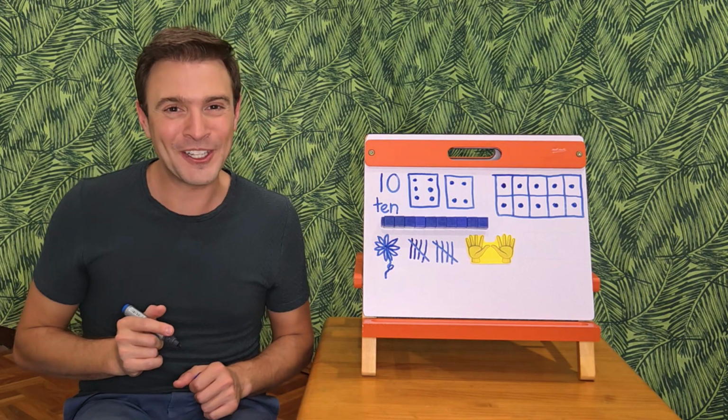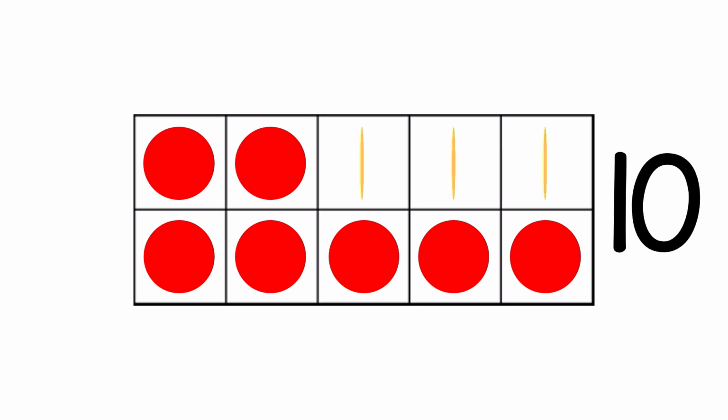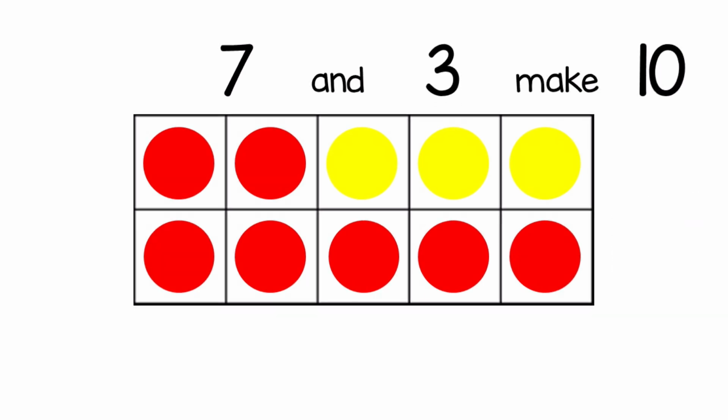So let's have a look. This 10 frame is full. It shows 10. But what if we swap these 3 red counters for 3 yellow counters? We still have a full 10 frame showing 10, but this time it shows 1, 2, 3, 4, 5, 6, 7, and 3. So 7 and 3 make 10.